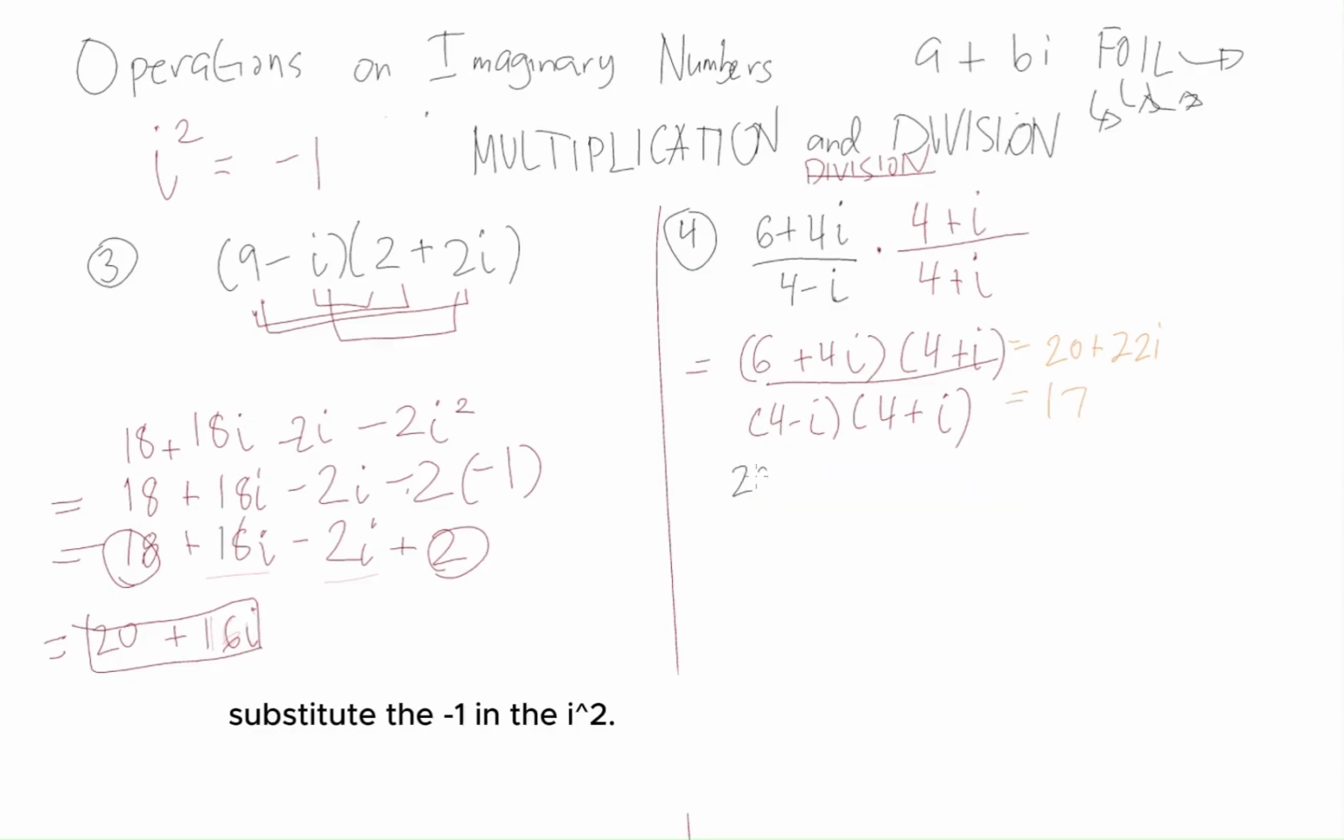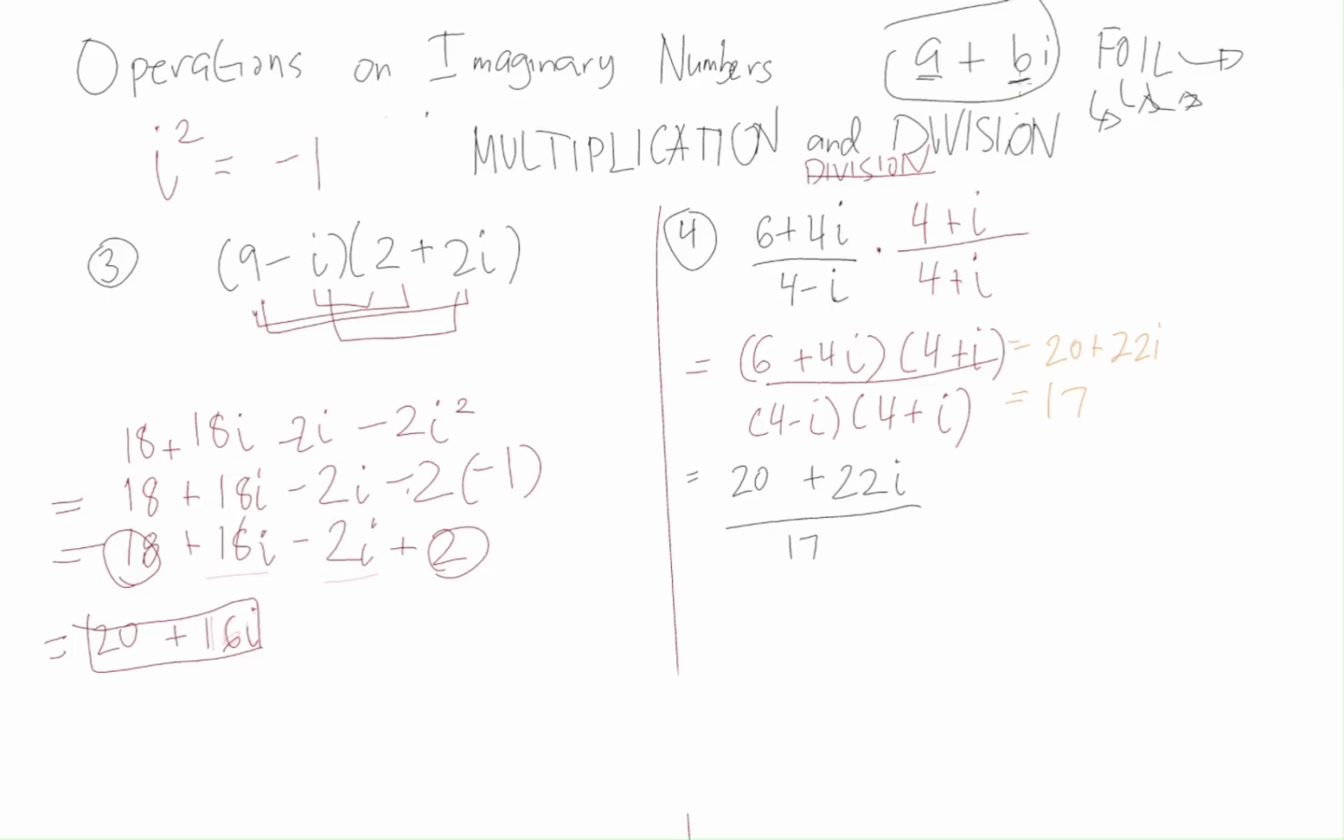Our numerator is 20 plus 22i, and our denominator is 17. And we can use this standard form, which is a plus bi, wherein the a is the real number and this part is the imaginary, which creates the complex number that we know. So this can be split up, or this can turn into 20 over 17. And then this 22i over 17, that can turn into 22 over 17 i. And that will become our answer.